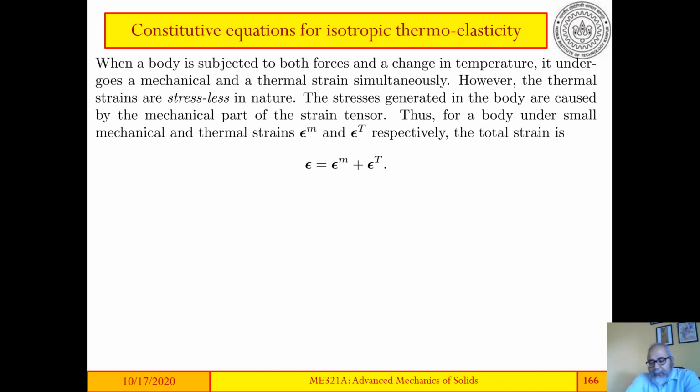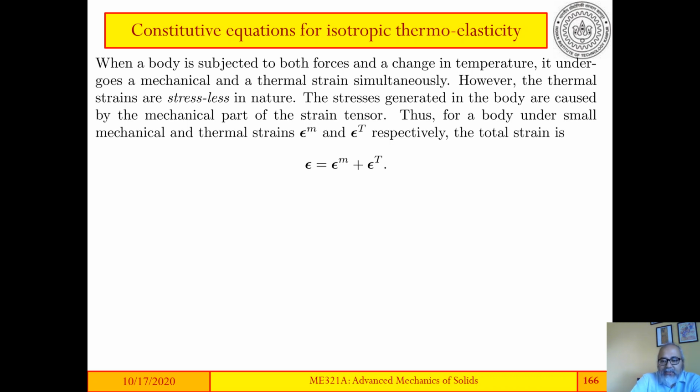A small addition to this, though we are not going to use this in this course very much, is that these equations that we have derived so far, the stress strain and the strain stress equations for an isotropic material, can easily be extended to a situation where the material is undergoing both mechanical deformations as well as thermal deformations. The thing that you need to understand about thermal deformation is that it is basically stress-free. Thermal deformation causes a stress-free strain.